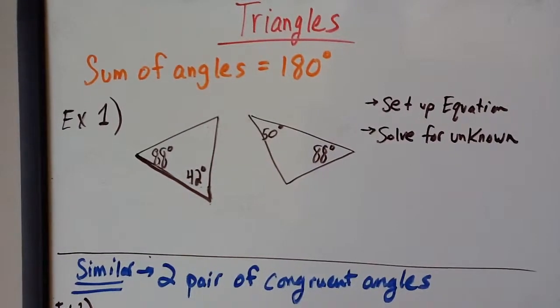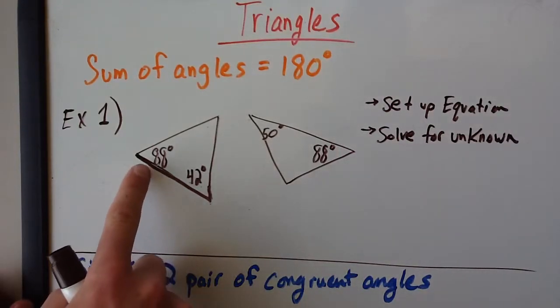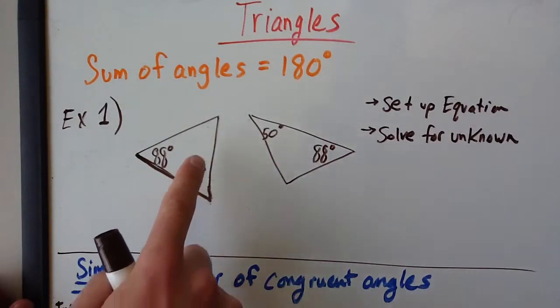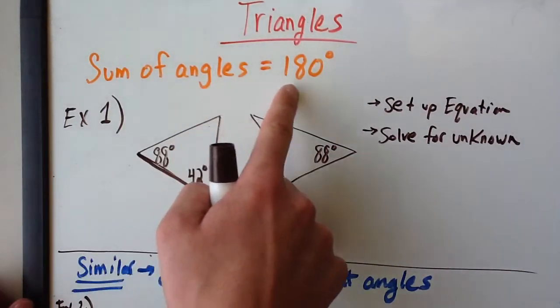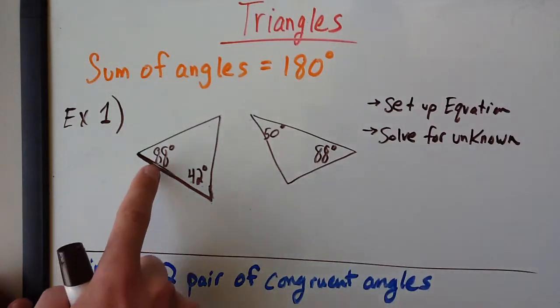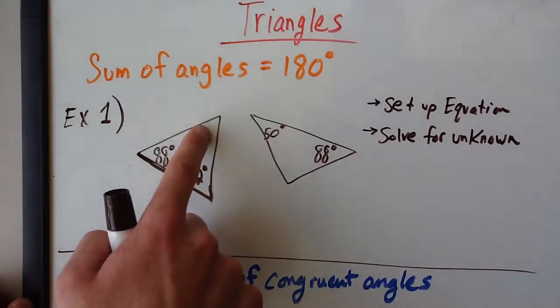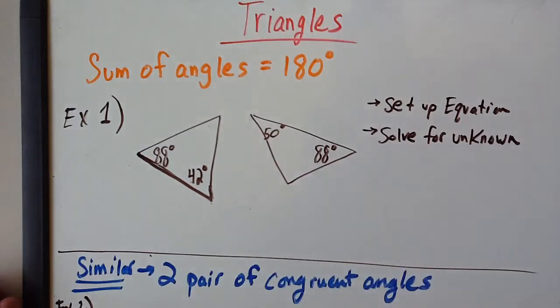Okay, in this lesson on triangles, we will work on finding the angle measure of the missing angle. So here in example 1, we're given this triangle of 88 degrees, 42 degrees, and some unknown measurement. And we want to find that angle measure. Now, the sum of the angles of a triangle add up to 180. So if you add this angle plus this angle plus this angle, you're going to get 180 degrees.